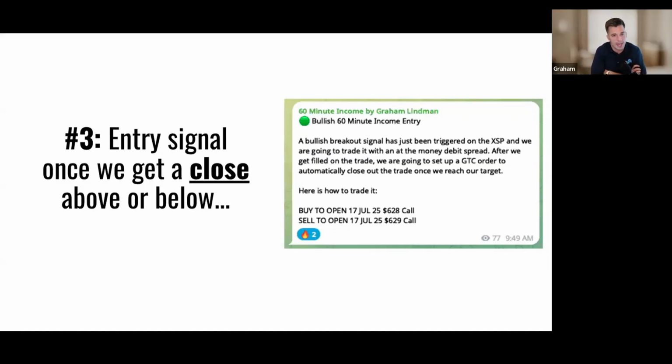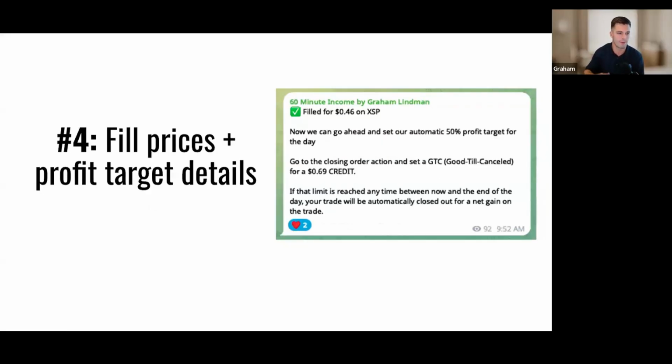Then next up, we get the entry signal once we close above or below, confirming the breakout or breakdown, and I follow up right away. This happens every 5 minutes rolling. I'm going to walk you through that in a moment, but this is our official entry. When you see that green bulb or that red bulb, that means it's go time. We're placing our trades. We're rolling with it. And then in a few minutes after that, once I get filled, once we calculate the profit target, I will follow up with exactly what I got filled at, and the profit target I'm using.